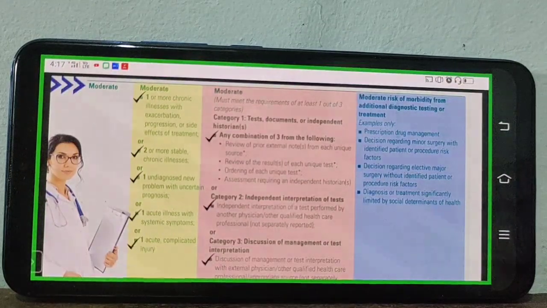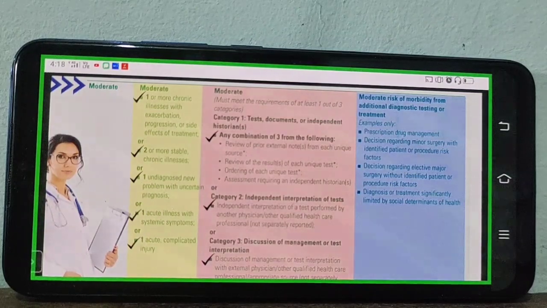Ma'am, complicated injury means what, ma'am? Condition has been worsening. For example, laceration. Laceration is the deepest wound. Then skull contusion, like that. So this is a complicated condition. Injury means traumatic injury, due to a hit or an accident. If a patient is admitted with any of these complications, that will lead us to the moderate injury. Laceration, contusion, contusion of skull, like that.